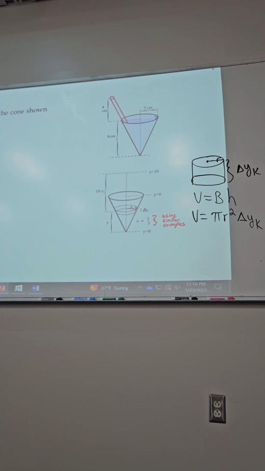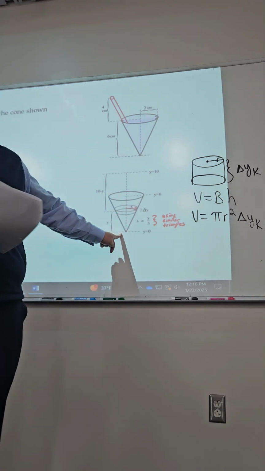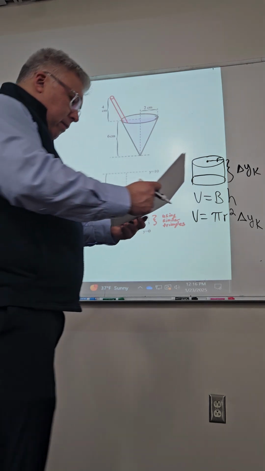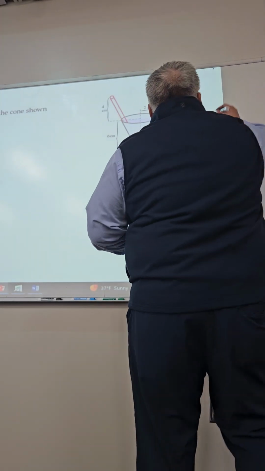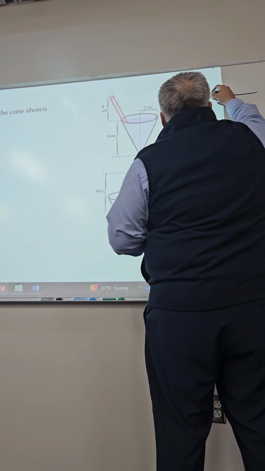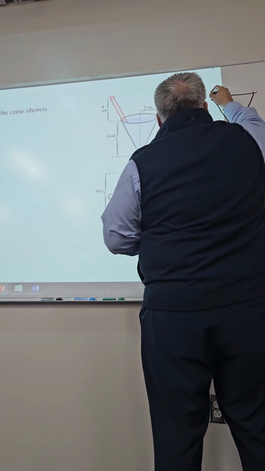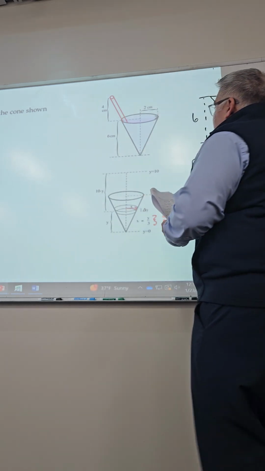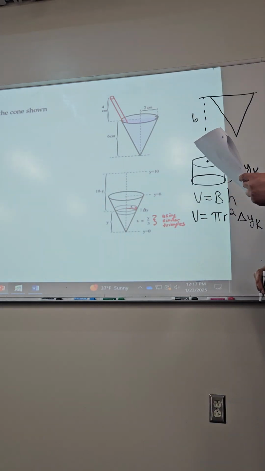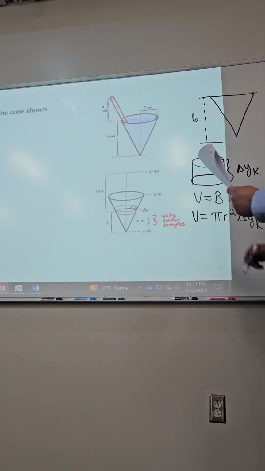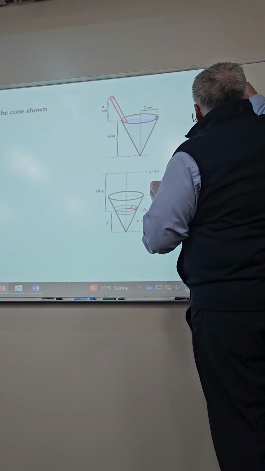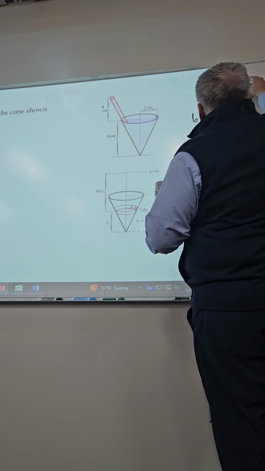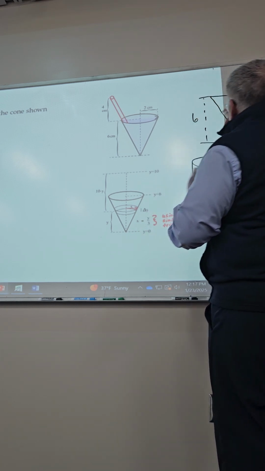Now we have to get the r. Let me show you how to get the r. Again, it's all about similar triangles. If you cut a cross section of that cone, you have a similar triangle going on. So here's the cross section of that cone. The height of that big triangle is 6, and remember the radius is half the base of that triangle. That's the radius, and it's 2.